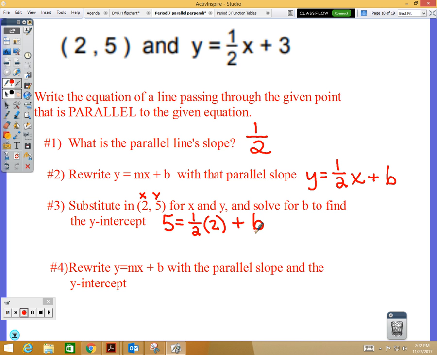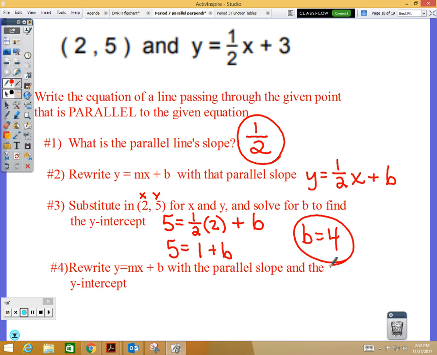So what is 1/2 times 2? 1. So 5 equals 1 plus b. So that means b equals 4. So we know slope. We know y-intercept. Now we just need to write the equation. Y equals 1/2 x plus 4.